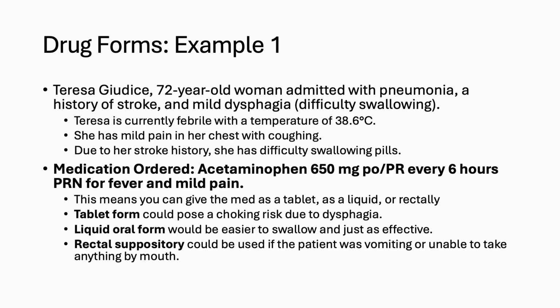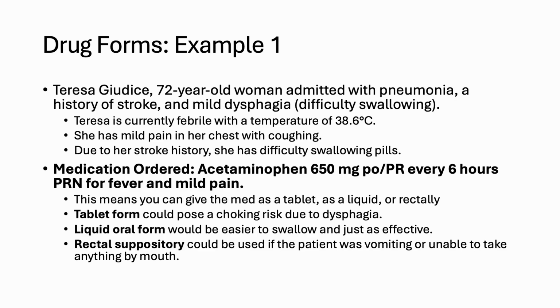So what's an example of having to pick the route? Well, Teresa is 72. She has pneumonia and she has had a stroke, so she has some difficulty swallowing. She has a temperature. She's febrile, chest pain with coughing, and trouble swallowing pills. The doctor has ordered Tylenol either by mouth or PR, per rectum, every 6 hours. So it's ordered PO. This means I can give it as a tablet or a liquid. Both those formulations of acetaminophen are available, or I can give it with a rectal suppository.